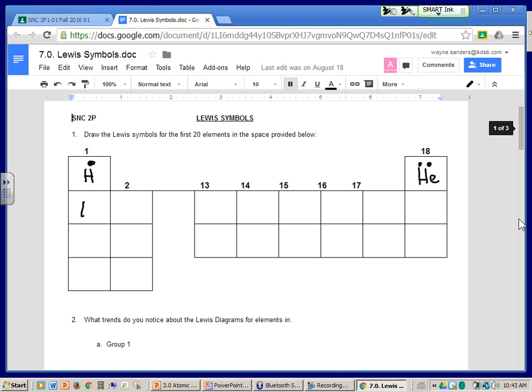Lithium. Again, I'm only drawing outer electrons. How many outer electrons does lithium have? What group is it in? So, 1 dot for lithium. They will look all the same in the same group. So instead of me moving over, I'm going to move down to, what is next? Sodium. Sodium is also in group 1. So how many dots will sodium get, Brett? 1. 1 dot.